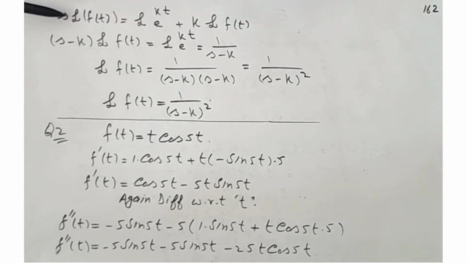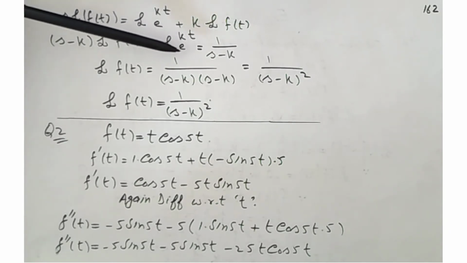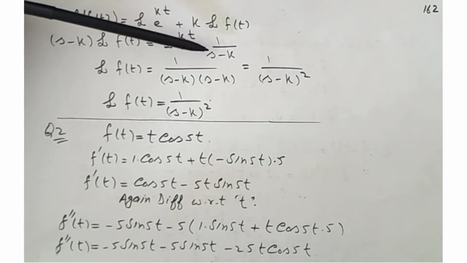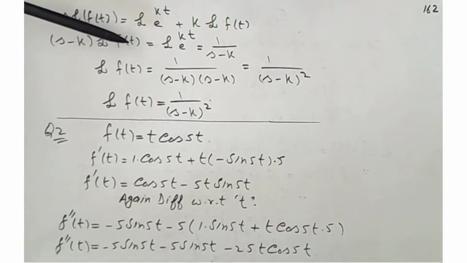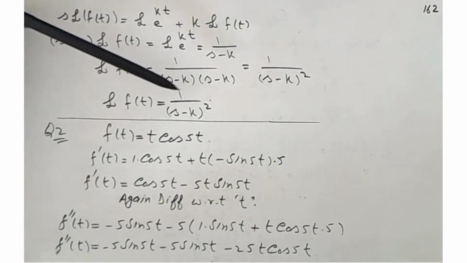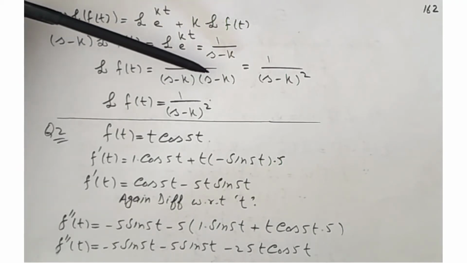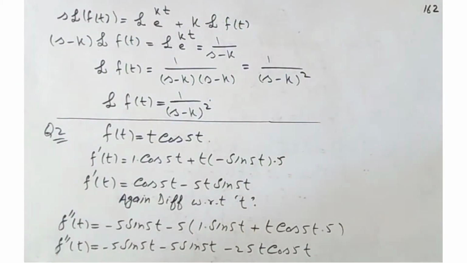We take this term Laplace f t to the left side and take Laplace f t common. So we can write this step as s minus k Laplace of f of t, and this is equal to Laplace of e to the kt. Laplace of e to the kt equals 1 over s minus k using the previous formulas. So Laplace of f t equals 1 by s minus k into s minus k, which is s minus k square. So Laplace of f t equals 1 by s minus k square. This is the answer of this question.